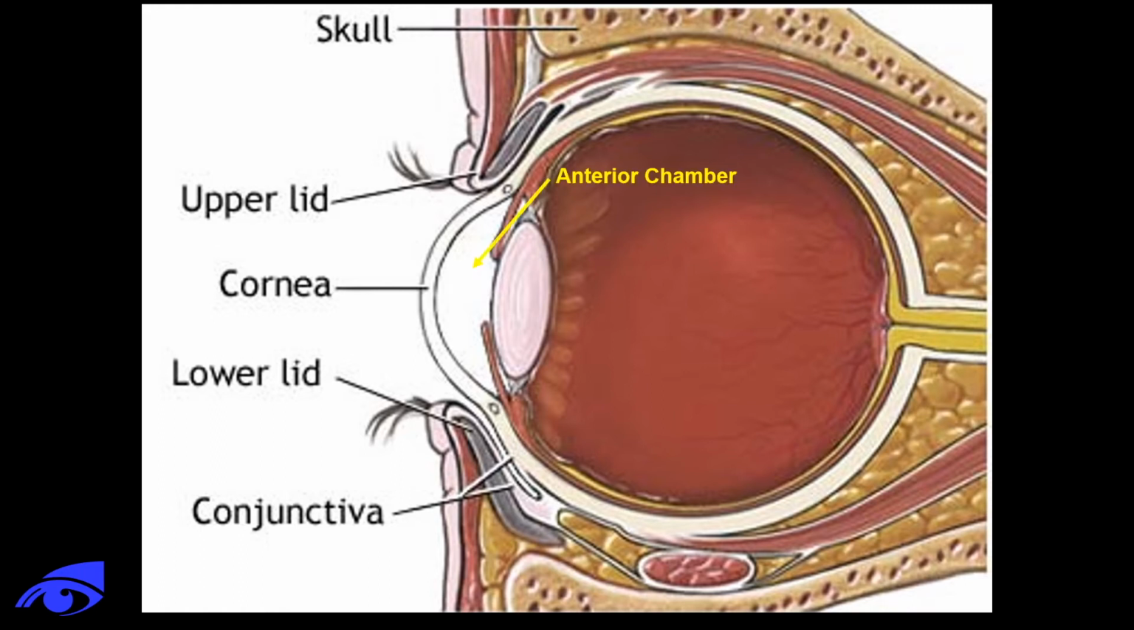Between the cornea and the iris is a space called the anterior chamber. And behind the iris, there's an organ called the crystalline lens, which helps the eye focus light. Behind the lens is a space called the posterior chamber. Most of the eye is filled by a substance called the vitreous, and the vitreous has a consistency similar to uncooked egg white.